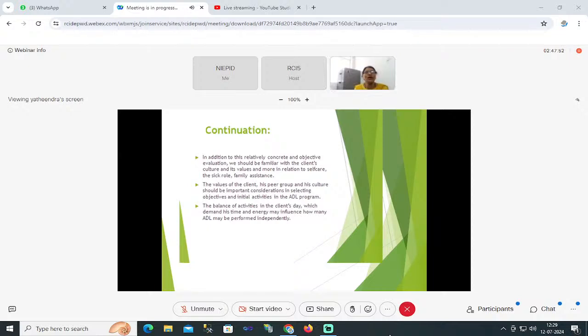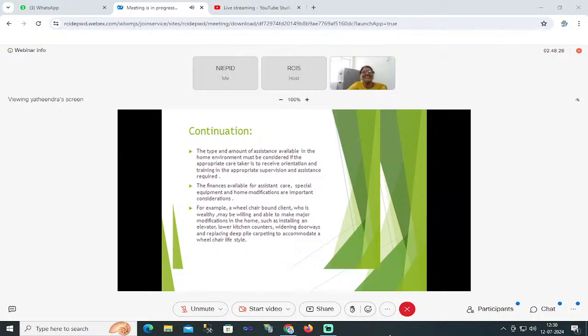In addition to this relatively concrete and objective evaluation, we should be familiar with the client's culture and its values, more in relation to self-care and the sick role or family assistance. The values of the client, his peer group and his culture should be important considerations in selecting objectives and initial activities in the ADL program. The balance of the activities in the client's day, which demand his time and energy, may influence how many ADL may be performed independently. The type and amount of assistance available in the home environment must be considered if an appropriate caretaker is to receive orientation and training in the appropriate supervision and assistance required. The finances available for assistant care, special equipment and home modifications are important considerations.